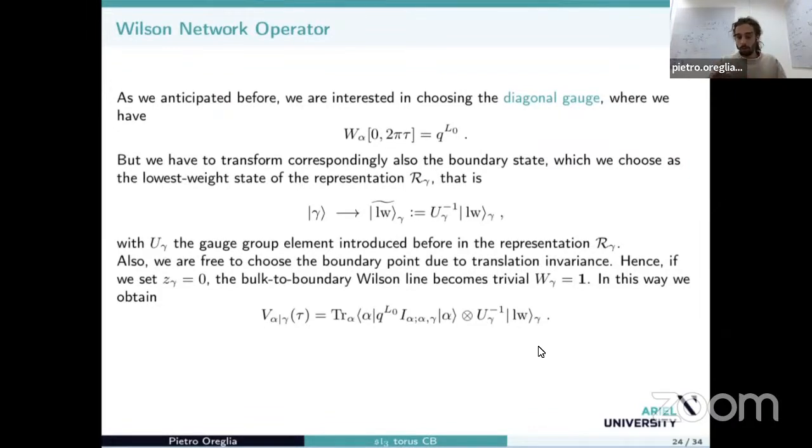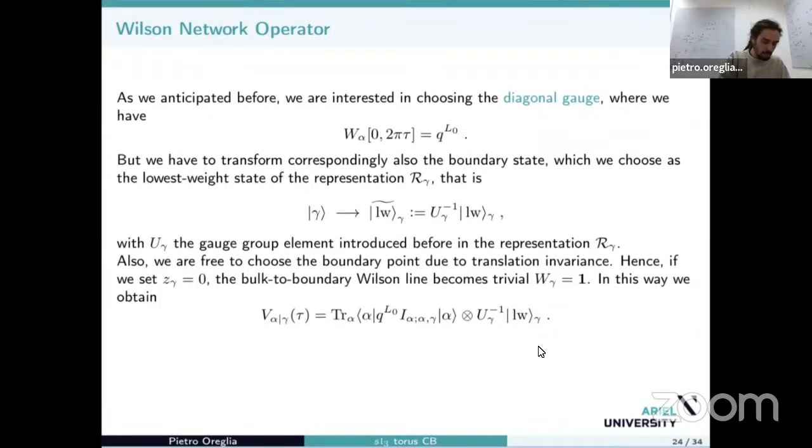And so we are almost done. We have almost the quantity that we want to compute. We are left with another freedom. Due to the translation invariance, we can choose the external point, and in particular we decide to choose it at zero, in such a way that the bulk to boundary Wilson line becomes trivial, and so we can get rid of it. In this way, we have obtained this quantity. This is what we claim to be true. This is the quantity that we have constructed, the right-hand side, and we claim it to be the one-point block on the left-hand side.